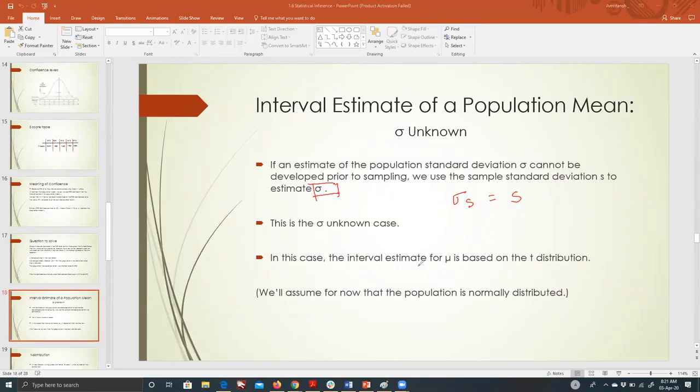Now in this case, the interval estimate for mu is based on the t distribution. Remember, your assumption is still that the population is normally distributed. Otherwise, you cannot apply the t distribution. So what is the t distribution exactly? Anyone heard about it so far?